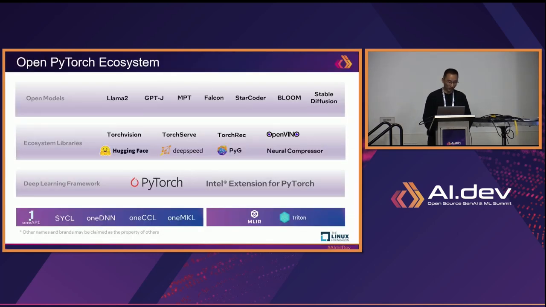And when we talk about software, a typical framework for AI or deep learning today is PyTorch, right? So here I show you the typical ecosystem based on PyTorch. In the middle is PyTorch. Based on PyTorch, in the community there is Hugging Face, which provides a lot of deep learning models and modules, especially for large language models, and also other libraries like TorchVision, TorchServe, and so on. Based on all this, we have typical models like Llama, GPT-J, Falcon, which are typically large language models, and also Stable Diffusion for generative AI, right?